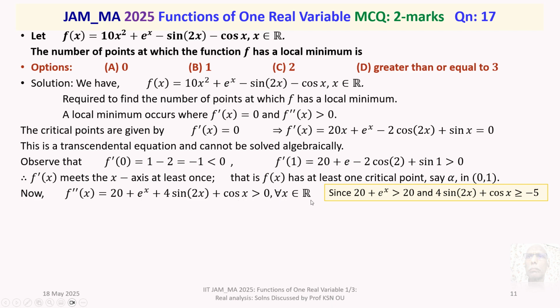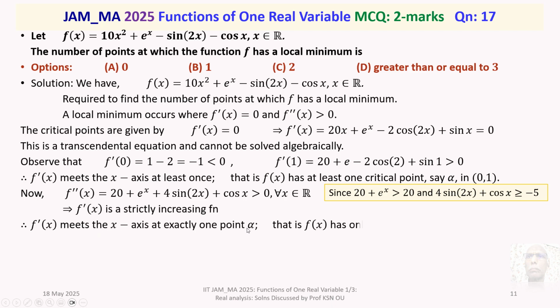It will tell you f prime x is a monotonically increasing function on R. So it means f prime x is a strictly increasing function on R. Right? So therefore, f prime x meets the x-axis at exactly one point, the same point alpha, because it is strictly increasing. It cuts only at one point and that is alpha. That is, f of x has only one critical point, alpha belongs to 0 to 1.